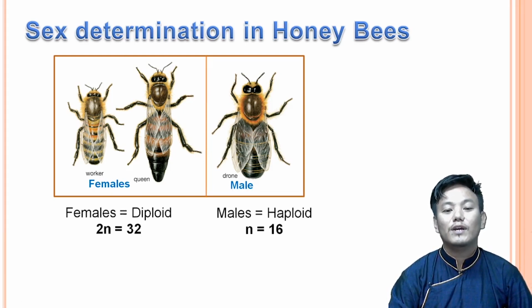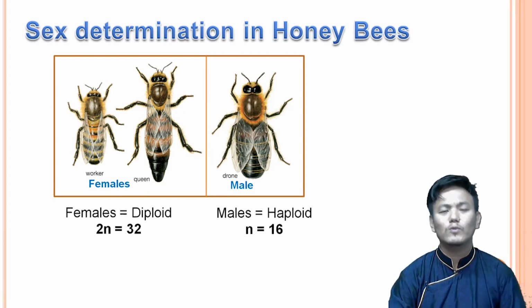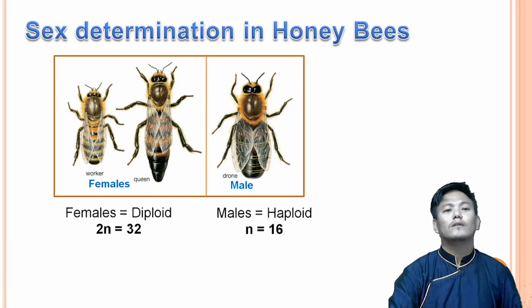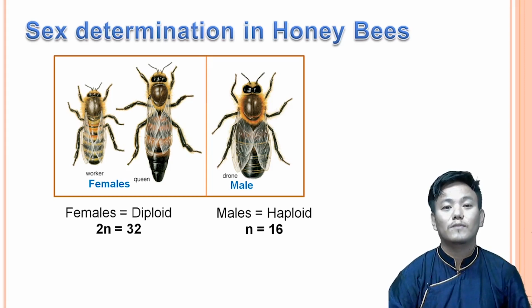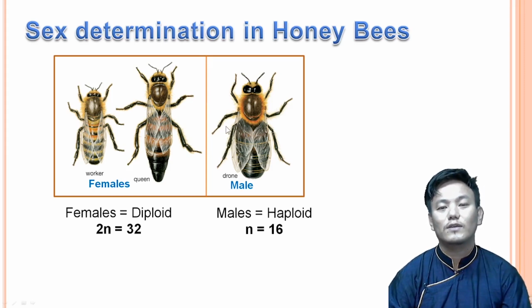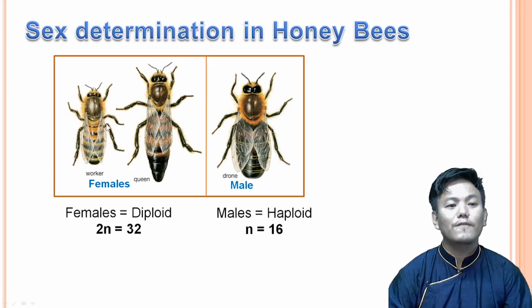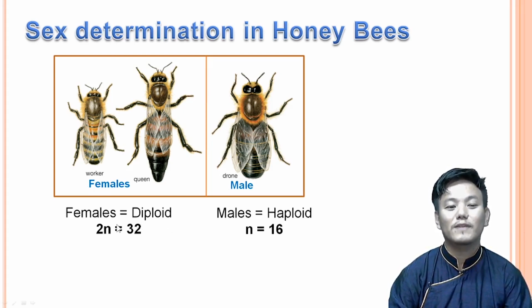Sex determination in honeybees is a little bit different over here. The total chromosome number, or the ploidy of the cells in an individual, determines the sex of the honeybees. In honeybees, females are diploid and males are haploid. I hope you know about these two terms, diploid and haploid. I will explain anyway.